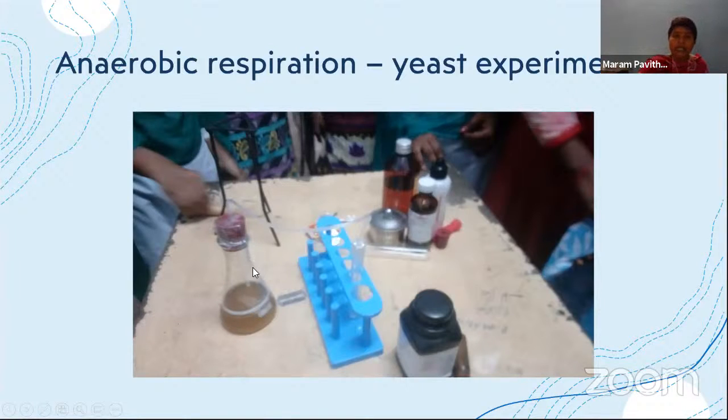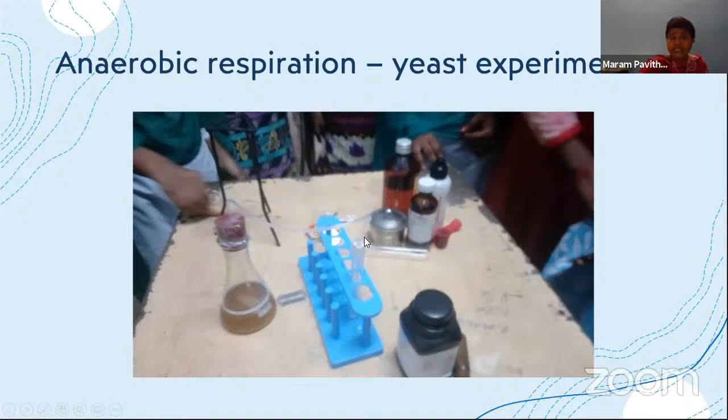Later, we have to keep one delivery pipe and fix this entire conical flask with the rubber cork. Air should not enter it. Carefully we have to insert the delivery tube into the test tube. That test tube contains lime water in it.